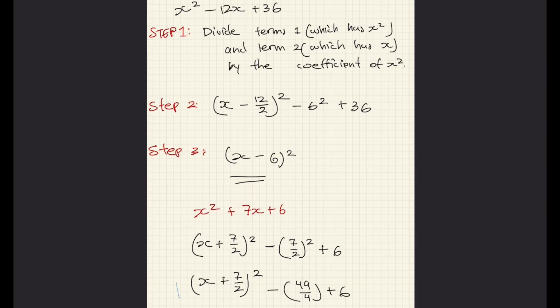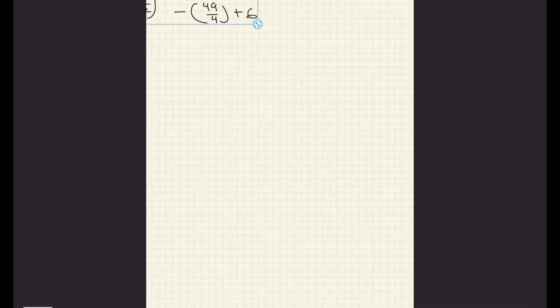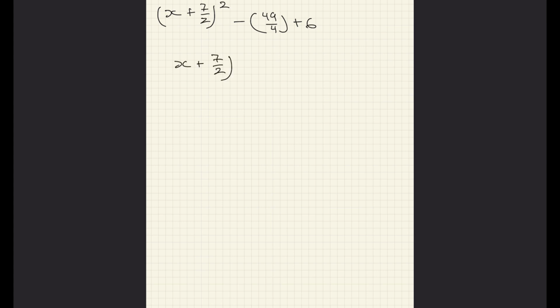So if we copy this along to the next page, there we go. So minus 49 on 4 plus 6 is going to give us x plus 7 on 2 squared minus 25 on 4.